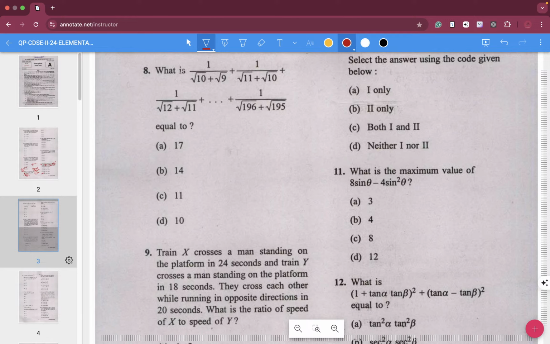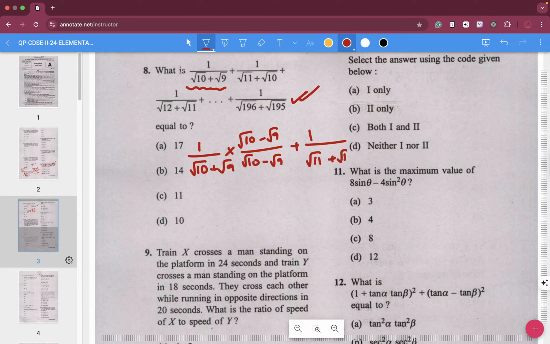Now let's move to question number 8. What is the value of this particular expression? This is what they have given. Can I simply write this as 1 divided by root under 10 plus root under 9, into, now I am doing factorization. Then plus root under 11 plus root under 10, again doing factorization, so root under 11 minus root under 10.